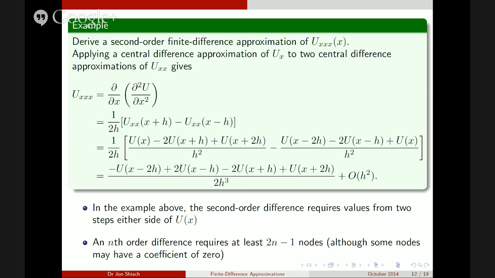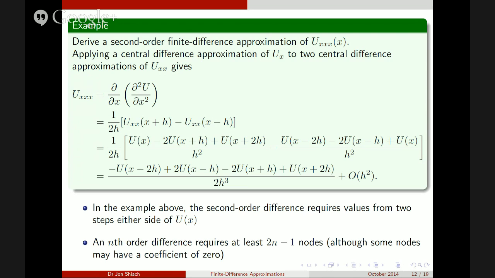A couple of things to note about this one. We need values of 4 different nodes. 2 to the left, so that's a left-hand neighbor, and the one to the left of that. And that's the right-hand neighbor, and that's to the right of that. So we need 2 values from 2 steps either side of our ux.